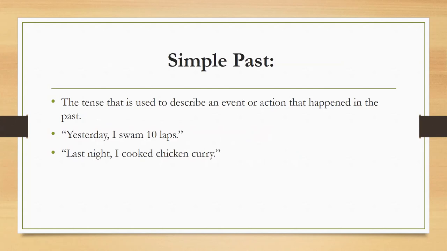Now let's look at the second set of tense, past tense. The tense that is used to describe an event or an action that had happened in the past. Yesterday, I swam 10 laps. Swam. Now look at the spelling of this swam. It's the past of swim. S-W-A-M.